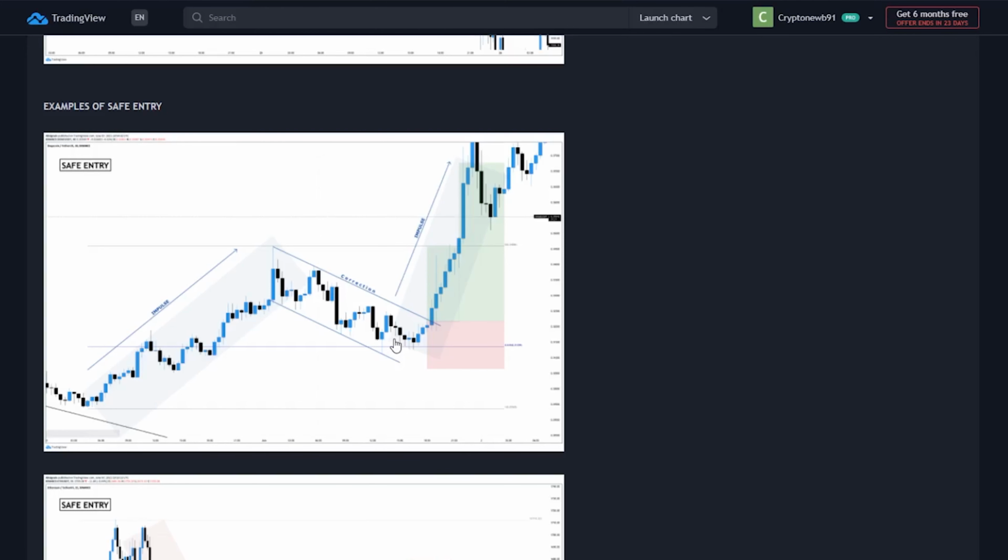So the disadvantage of using a safe entry is that it requires a bigger stop loss, which makes the risk reward ratio not as great as the risk entry. However, the probability of the trade succeeding is a lot higher.